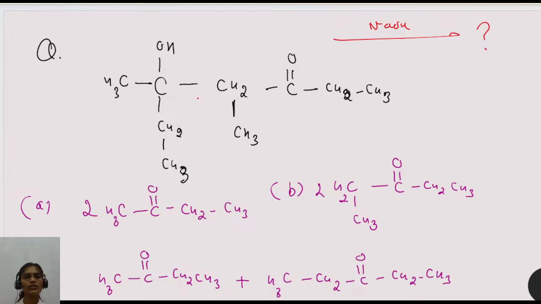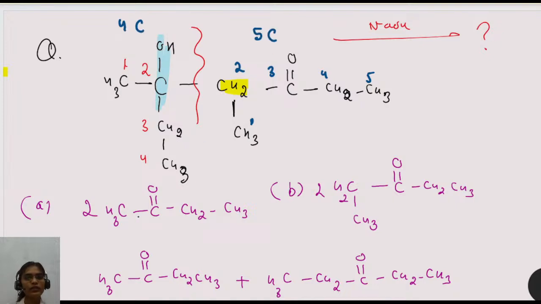This is my OH. You have to just search for the OH carbon and one more carbon. Just break the bond between the carbon which has OH and the second one. Let me count the number of carbons: one, two, three, four. First point sorted. Second side: one, two, three, four, and five. Did you notice something? This side you have four carbon, this side you have five carbon.